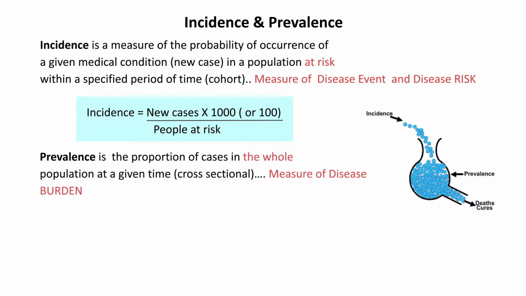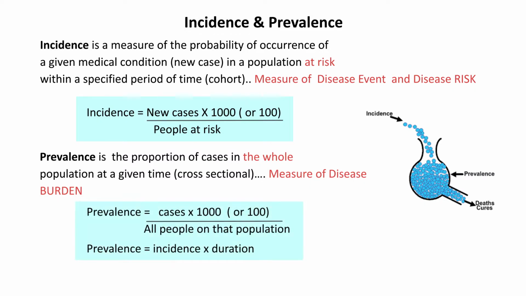While prevalence is the proportion of cases in the whole population at a given time, it is the measure of the disease burden. Incidence conveys information about the risk of contracting the disease in the high-risk population, whereas prevalence indicates how widespread the disease is in the total population. Both incidence and prevalence can be either point data or period data.